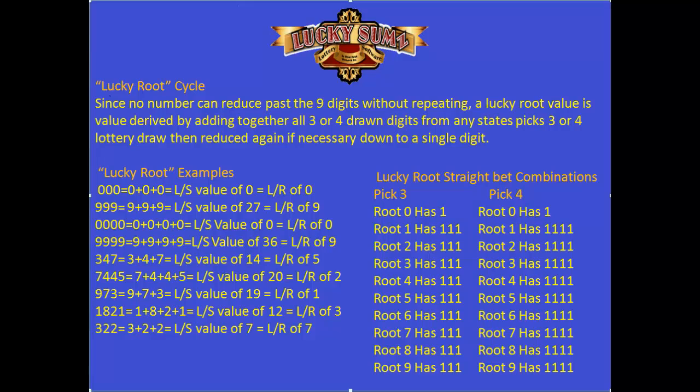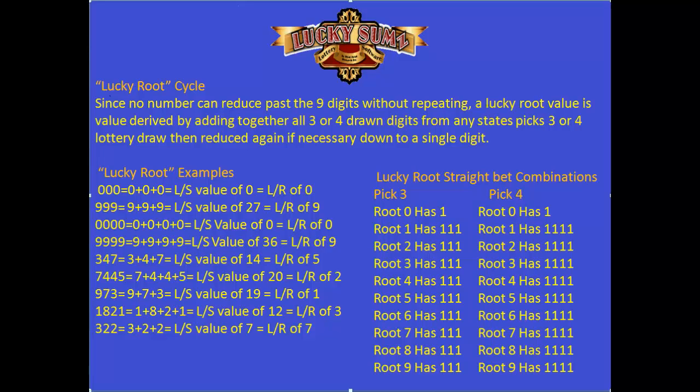347 is a lucky root of 5. 7445 is a lucky root of 2 because the lucky sum equals 20. 2 plus 0 equals 2. So, reduced to a single digit, the lucky root is 2. 973 is a lucky sum 19. But when reduced again to a single digit, it gives you a lucky root of 1. 1821 is a lucky sum value of 12, which is a lucky root of 3. And 322 is a lucky sum of 7 and a lucky root of 7.